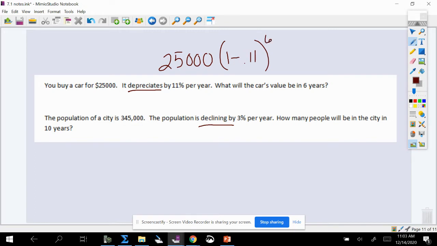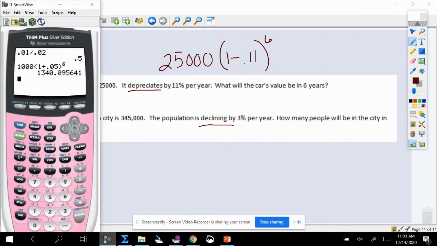If it is depreciating, declining, decreasing, decaying, these are all the words they'll use to show that it is going down. You want to make sure you subtract. So 25,000 times 1 minus 0.11. You also want to make sure you use decimals correctly, to the 6th power. Again, it might ask for the nearest penny or the nearest whole number. That's how much the car would be worth. Same thing for the next one.